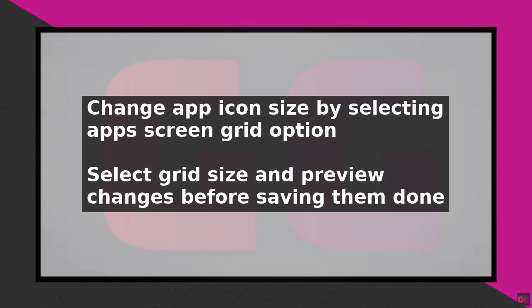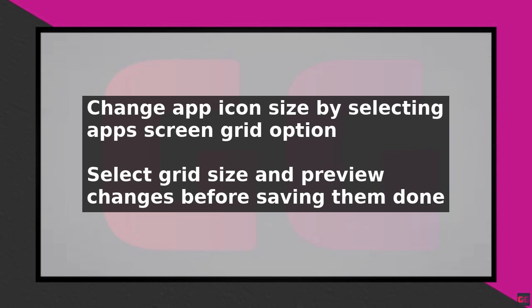Next, return to the home screen settings by long pressing on an empty area again, and select the app's screen grid. This option allows you to change the size of the app icons within the app's screen, with the same grid size options as before. After making your selection and previewing the changes, select Done to save them.